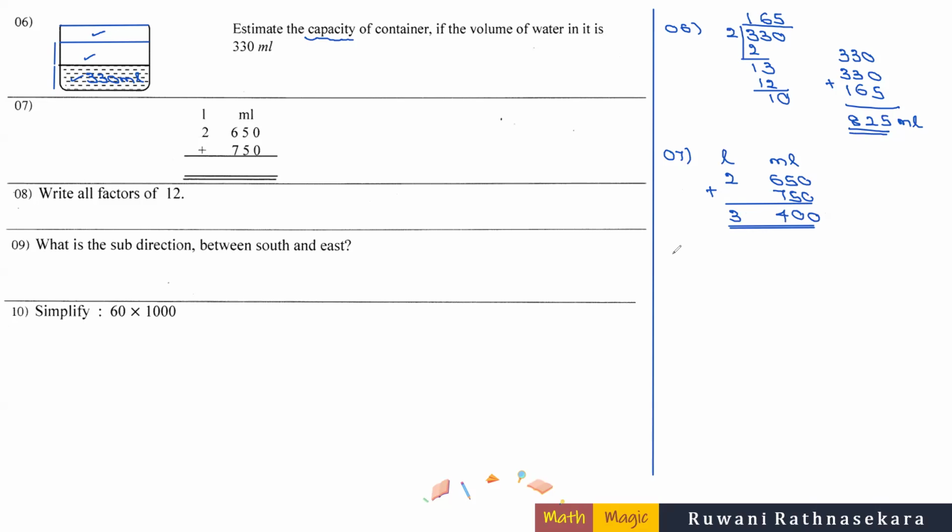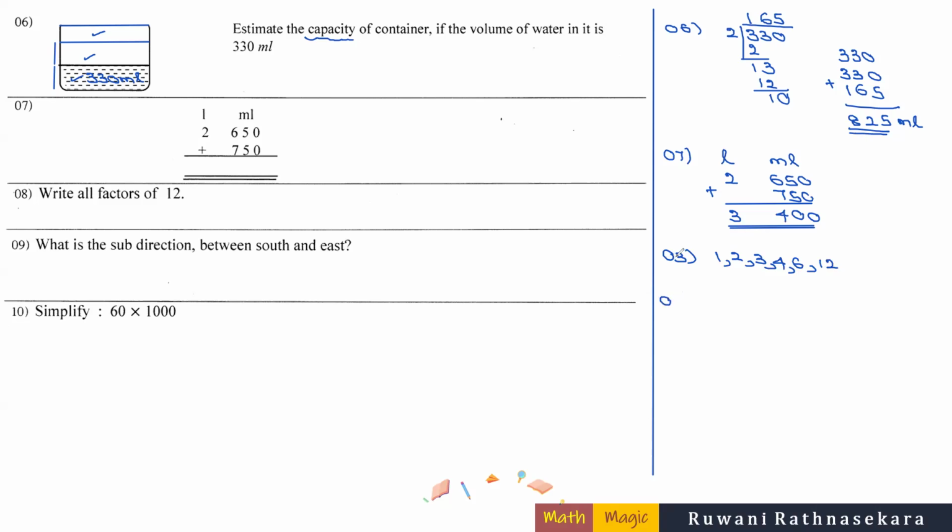The next one is a lesson that you must know. Write all factors of 12, all the numbers by which 12 is divisible. 1 is always a factor of any number. 12 is divisible by 2, 3, 4, 6, and 12 itself.